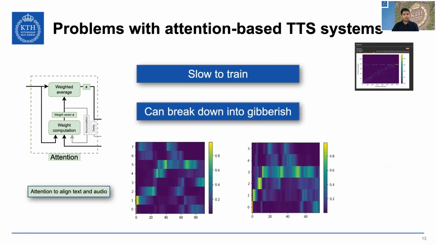Even after a lot of training, attention can still break down at synthesis time. Here are some examples of different utterances where the trained model puts the attention all over the input sequence. This scrambles the order of phones in the sentence and leads to unintelligible gibberish.